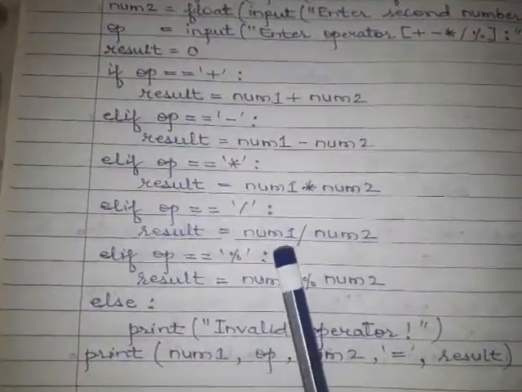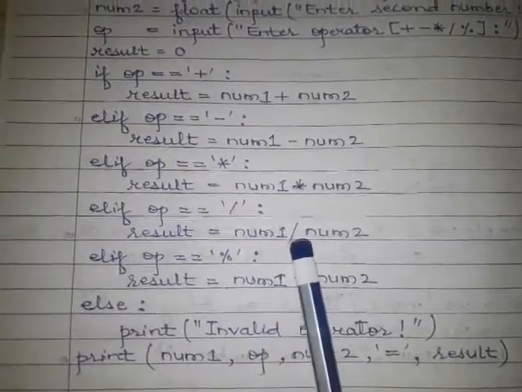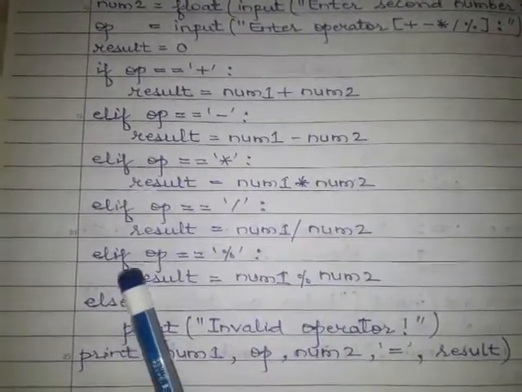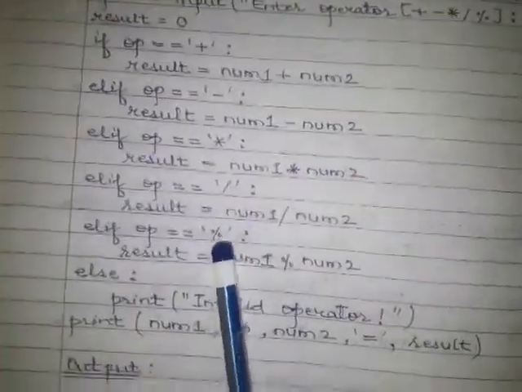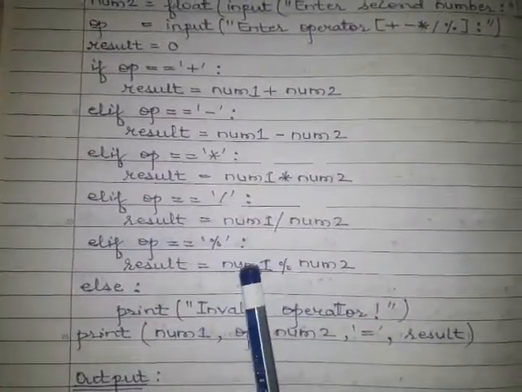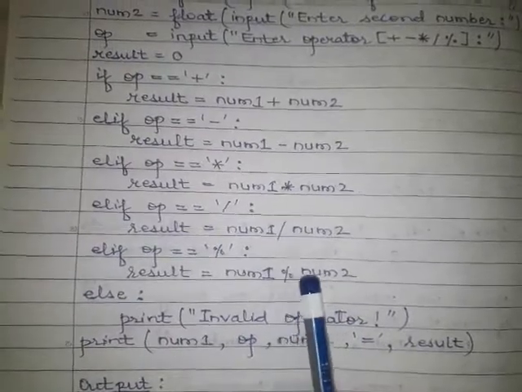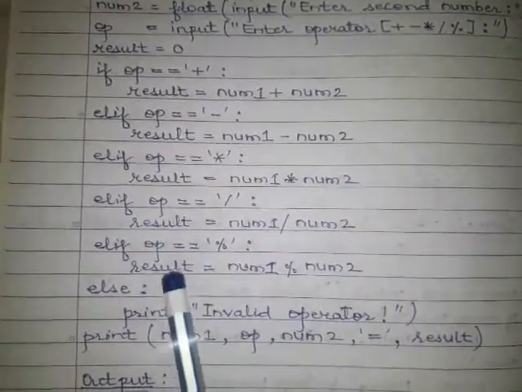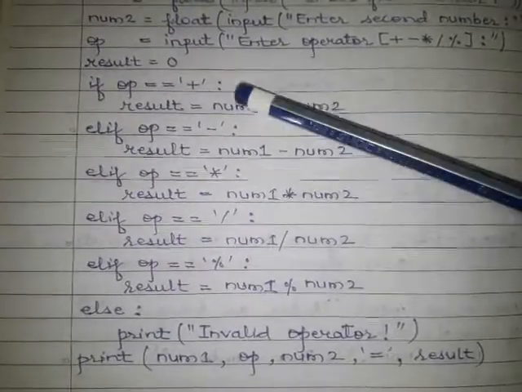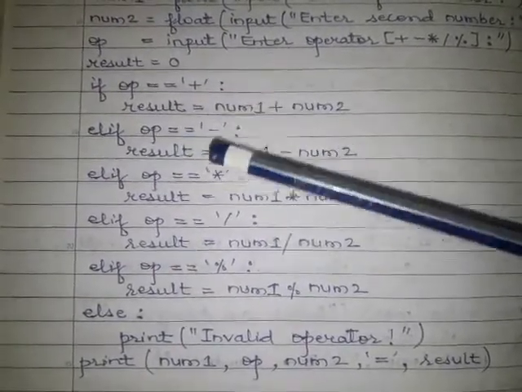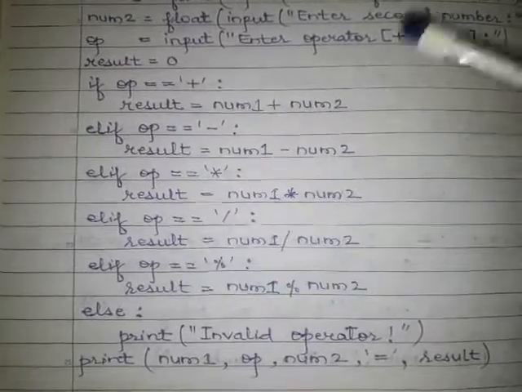Result equals number 1 divided by number 2. elif operator is equal to modulus, then result equals number 1 divided by number 2 and the remainder will be stored in result. So here are multiple conditions: first condition, second condition, third, fourth, fifth condition.